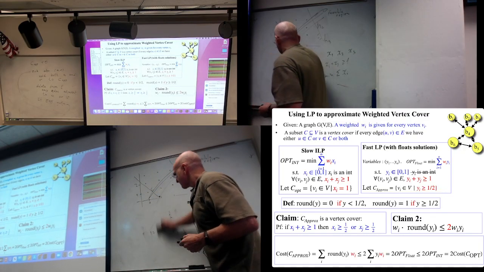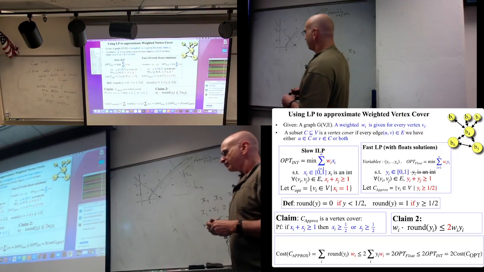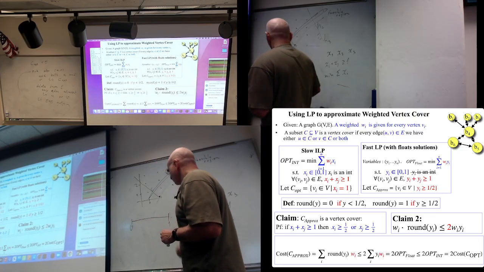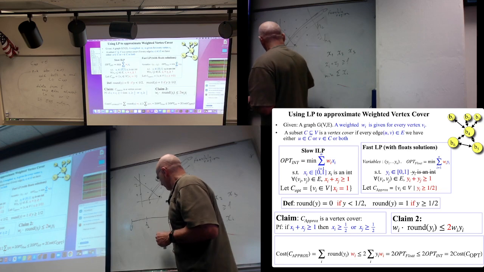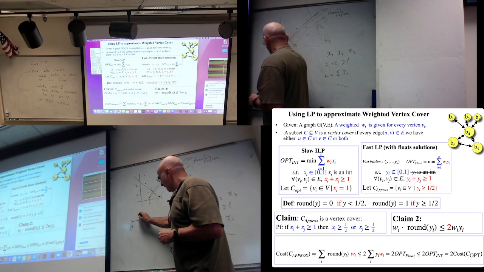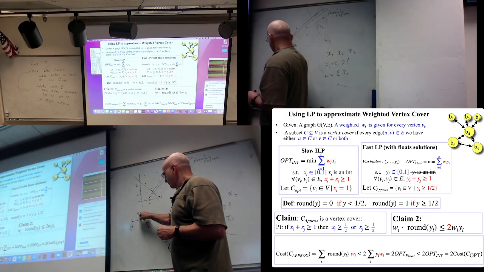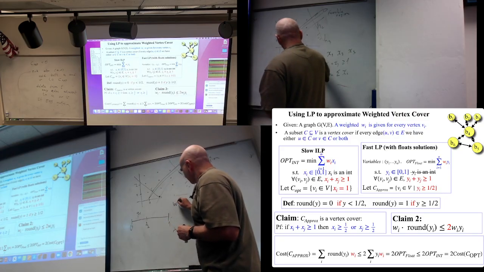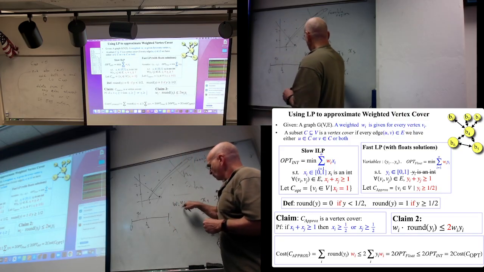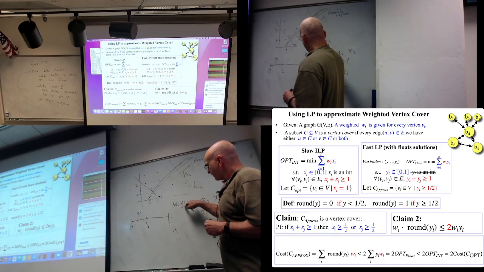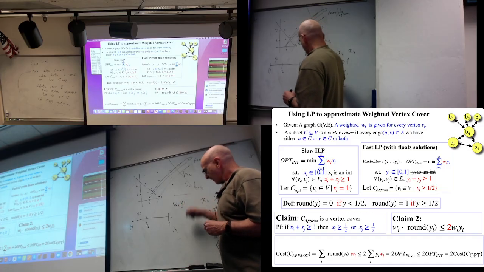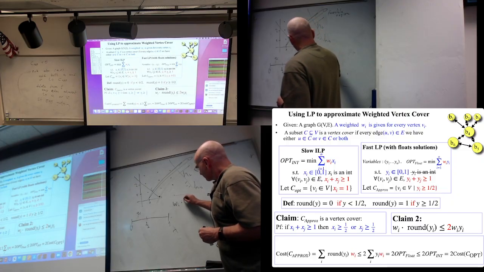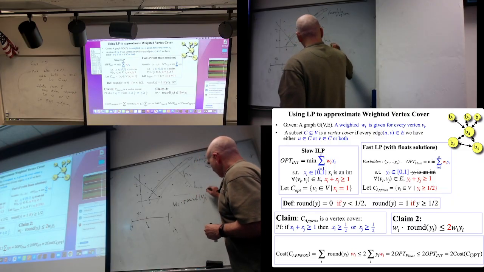Why can't I take just the ceiling instead of the round? Because, let's think about it. Here is the interval from 0 to 1. Here is half. If I have a value, if this is yi that is less than half, and I'll still take this vertex, what do I know about wi yi? Wi times round of yi.